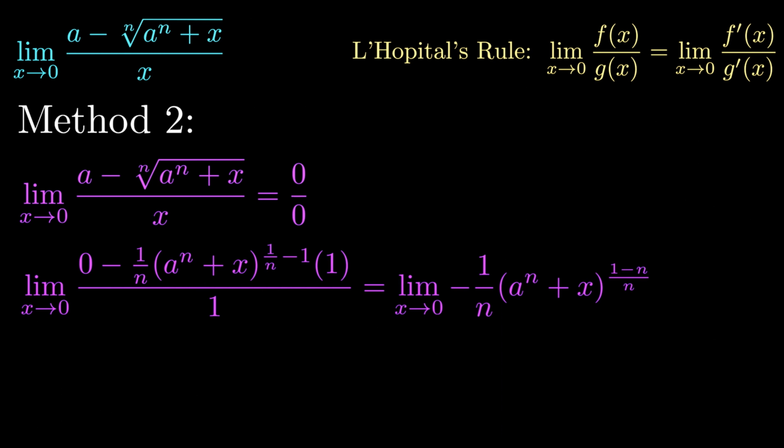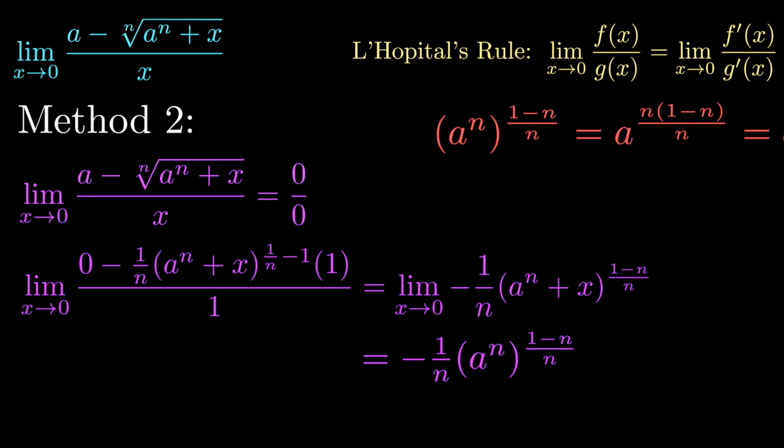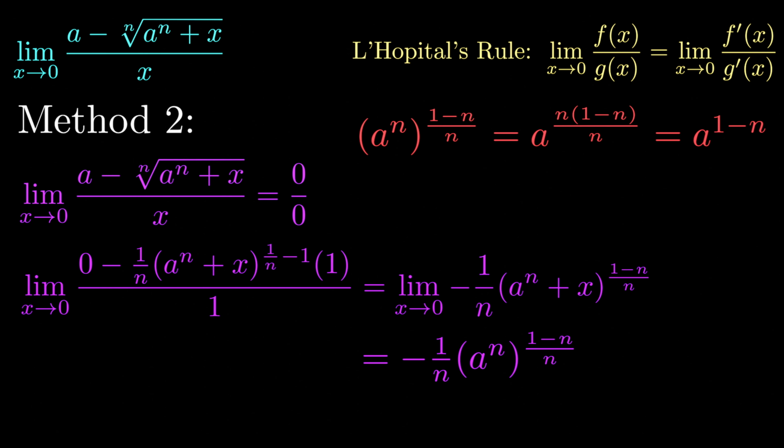Simplifying, we have the limit as x goes to 0 of minus 1 divided by n multiplied by a raised to n plus x, all raised to 1 minus n divided by n, where all we've done to simplify the exponent is cross multiply. Now if we just let x tend to 0, we're left with minus 1 divided by n of a raised to n, all raised to 1 minus n divided by n. A raised to n, all raised to 1 minus n divided by n, can be simplified by just multiplying the n by 1 minus n divided by n.